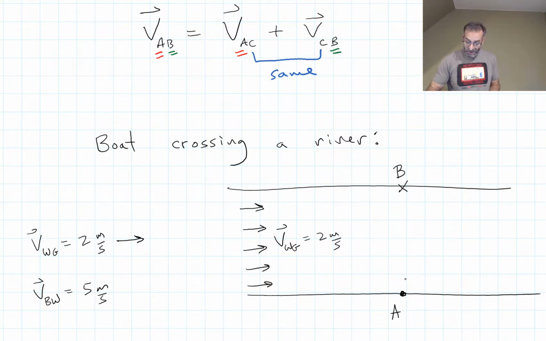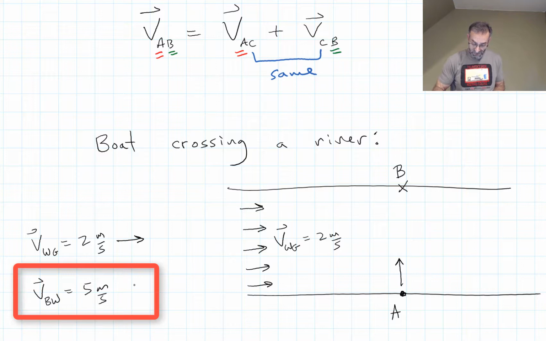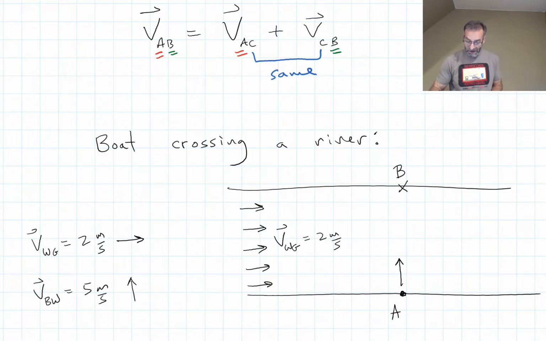Our boat is going to leave point A, and it's going to point straight across the river, always pointing straight across the river. And it moves through the water with a speed of 5 meters per second. And as we said, it's always going to be pointed in that direction. So is our boat going to get to point B?